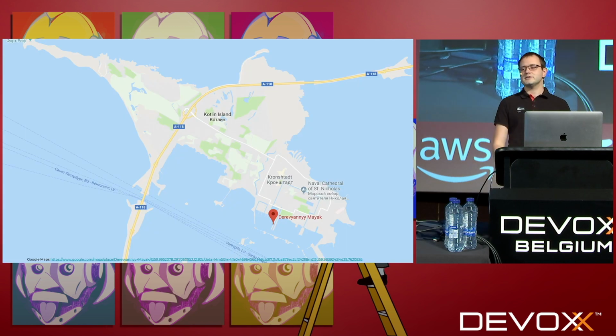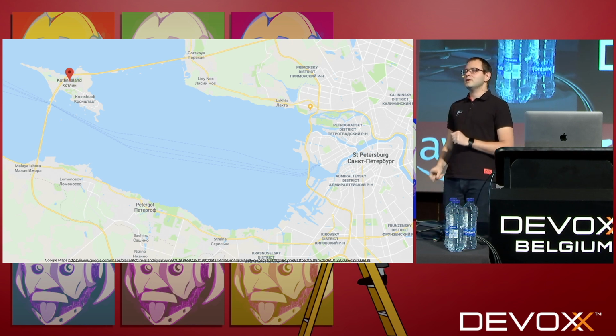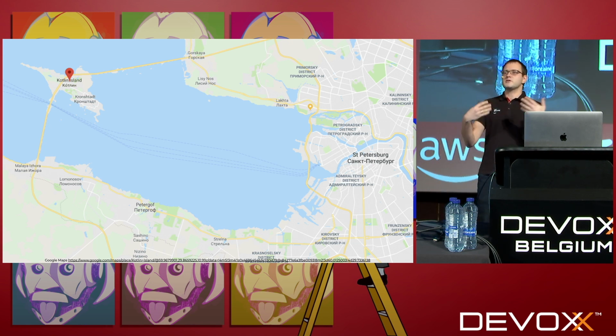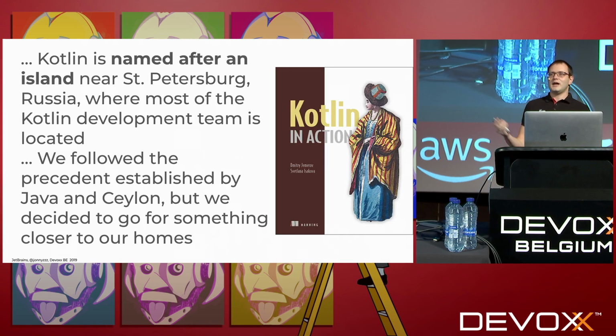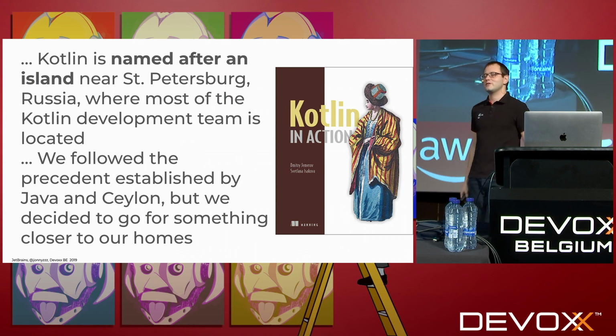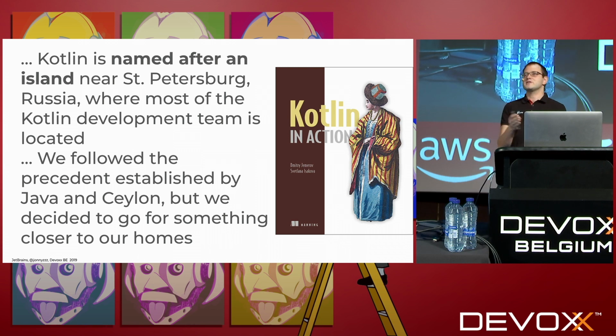Well, now I'll tell you. This lighthouse is on Kotlin Island. And Kotlin Island is not far from St. Petersburg, Russia. So it's not far from the place where Kotlin was initially started and developed all this time. And I'm not just saying this, I even have proof. In this book, Kotlin in Action, written by Dmitry Jemerov and Svetlana Isakova, the preface clearly explains that the Kotlin language was named after the island, which is not far from the St. Petersburg office, and so on, right?